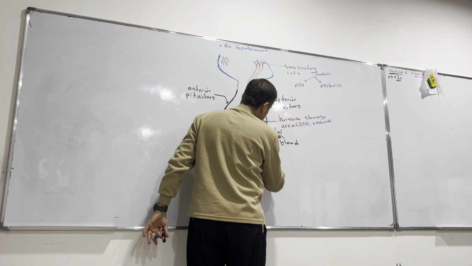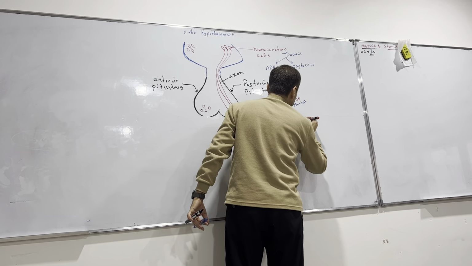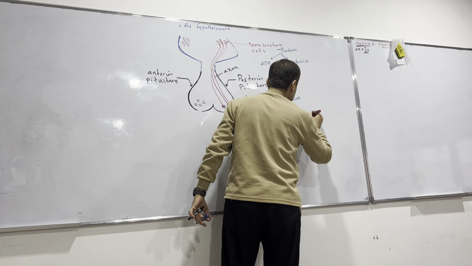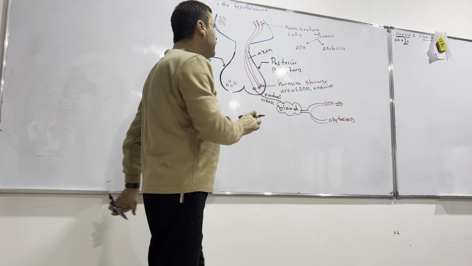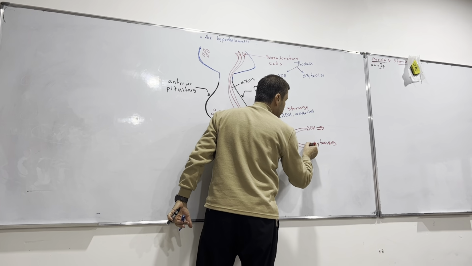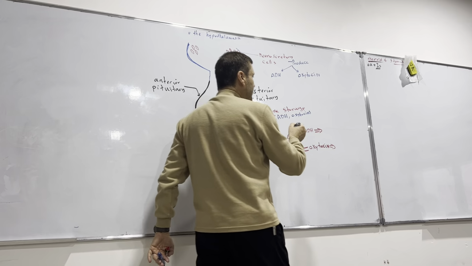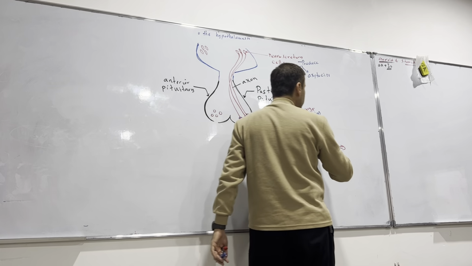For eventual release into the blood. ADH and oxytocin, both of them, the blood transmits to their target cells. ADH targets the kidney tubules.